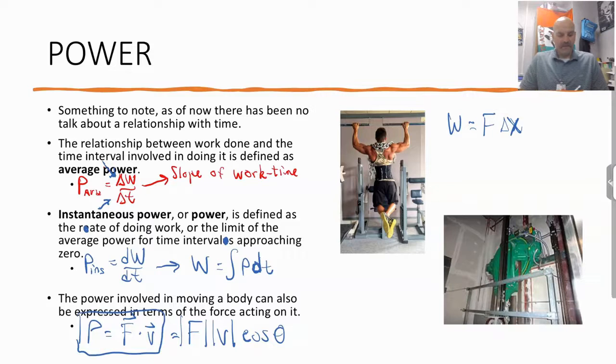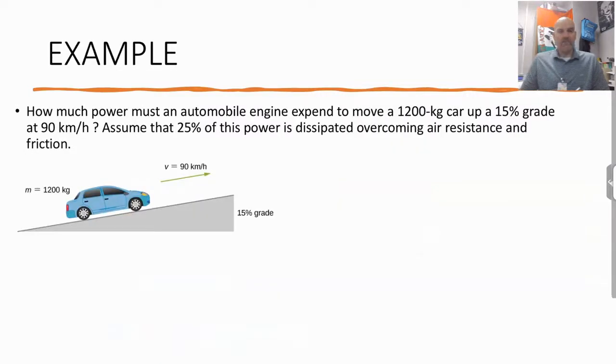So let's take a look at that now. Here we have a 1,200 kilogram car going up a 15% grade at 90 kilometers per hour. We're going to assume that 25% of the power it needs is dissipated overcoming air resistance and friction. So what we're saying is 0.75 of the power needed is going to be our F dot v. But we need to determine what force is actually doing this power.